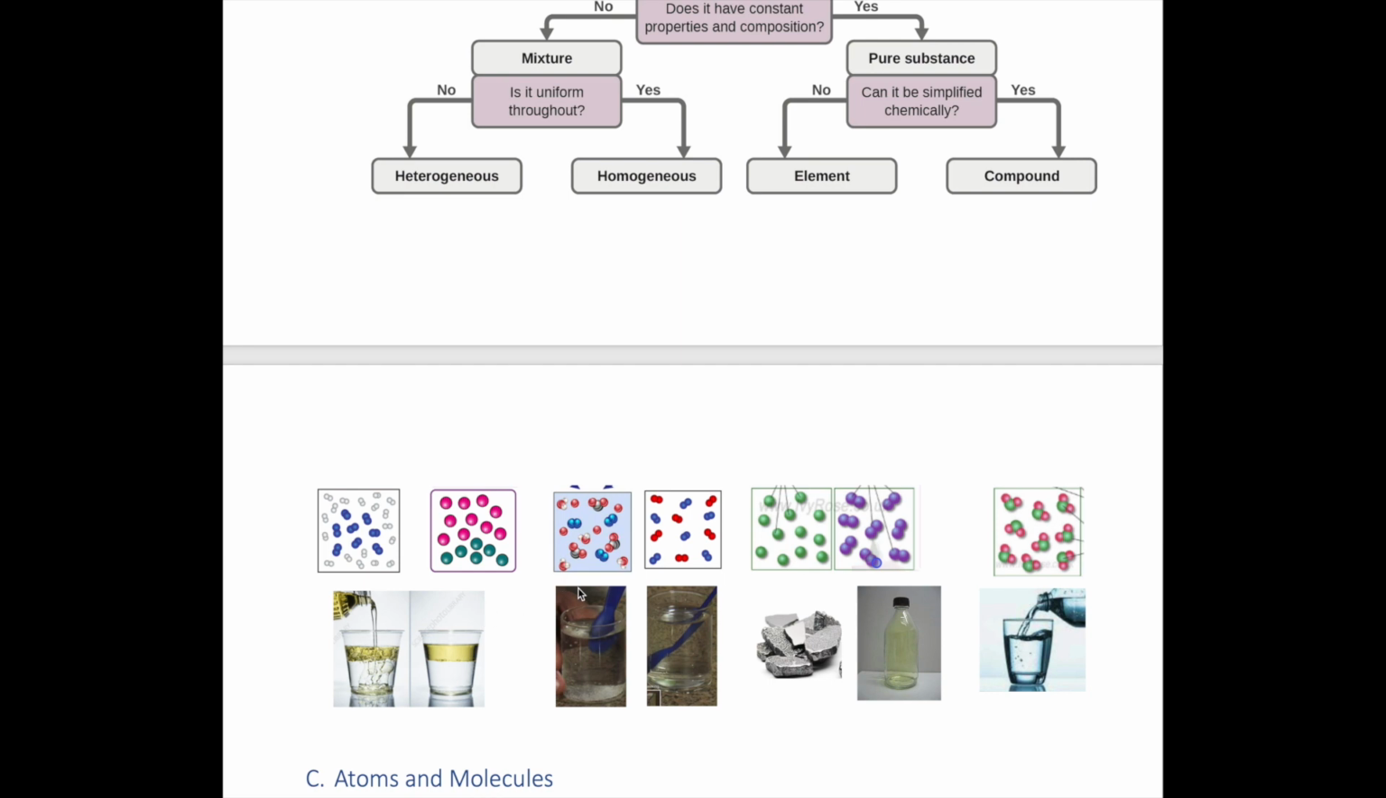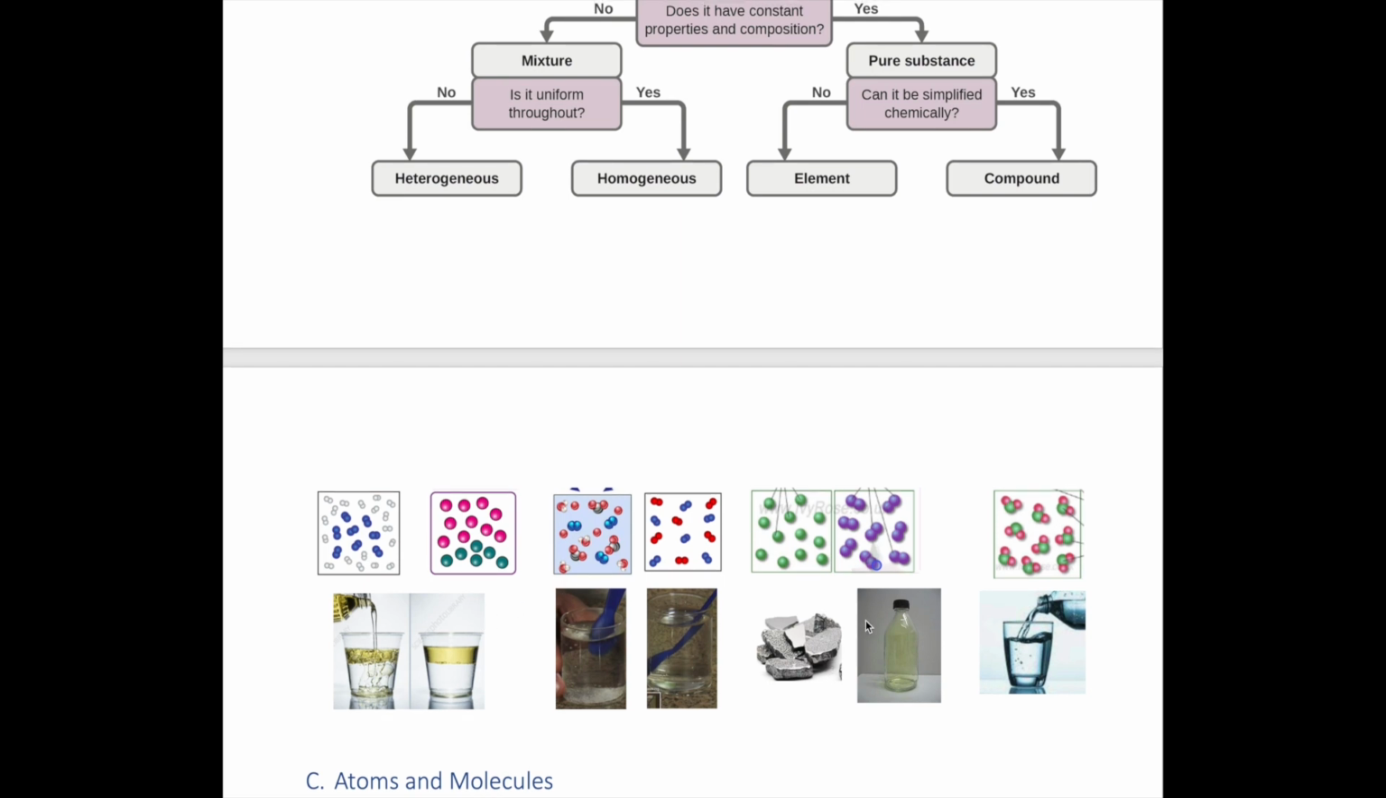So a pure substance is a sample that only has one thing in it. So for example, like pure water, that's a pure substance. Pure chlorine gas is a pure substance. It only has chlorine in it, doesn't have anything else.